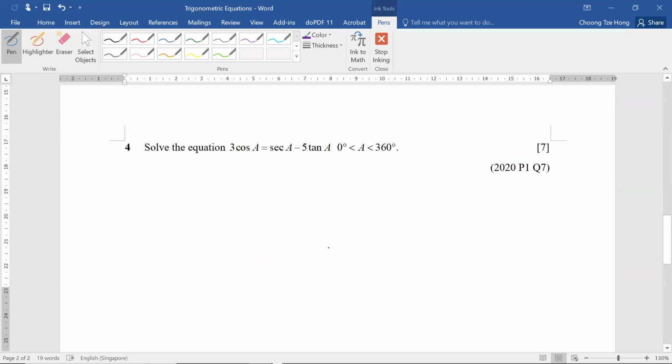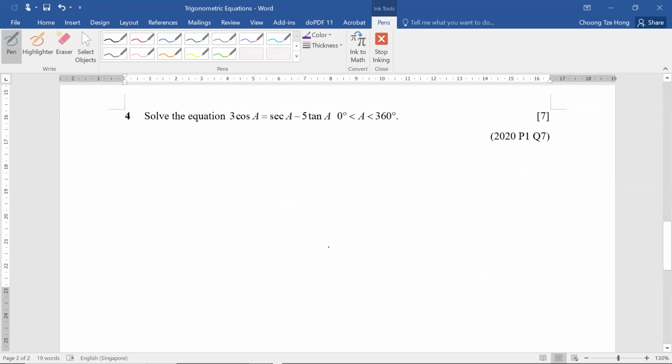Okay, let's end off by looking at the 2020 A-Math O-level paper 1 question 7. Over here we are asked to solve the equation 3 cosine A equals secant A minus 5 tangent A, for values of A greater than 0 and less than 360. You can see this is a 7-mark question. But in O level, it doesn't mean that if the question has a lot of marks assigned to it, it's going to be a very difficult question.